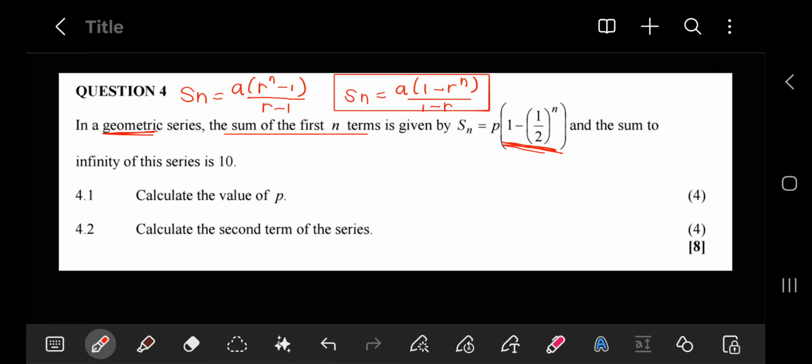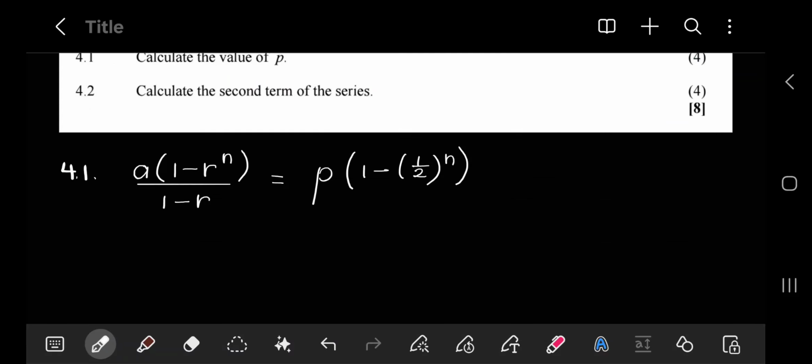So what we can actually do is equate the two together. Okay, I'm going to start off by doing that first. Since both of these equations represent the sum for a geometric series, we can equate them to each other. So let's write that down. Okay, so here we have it.